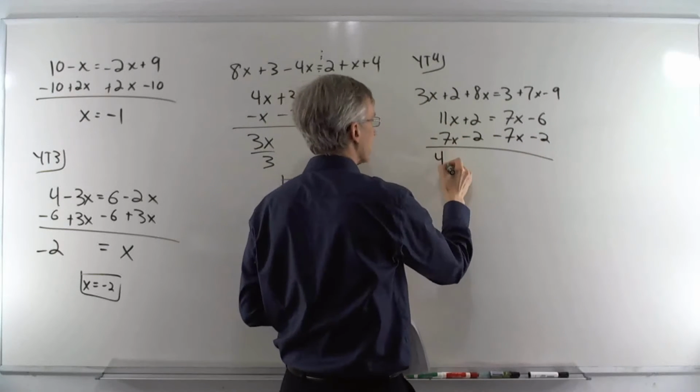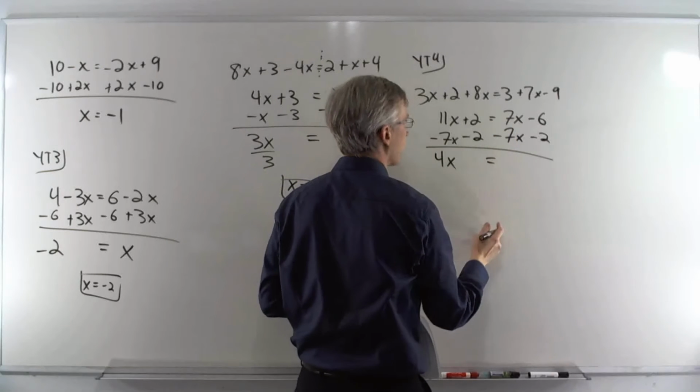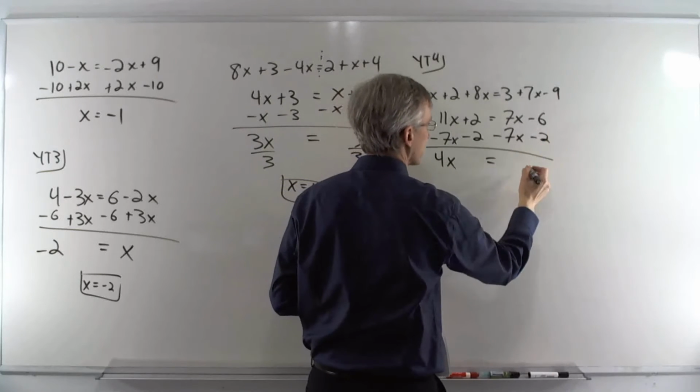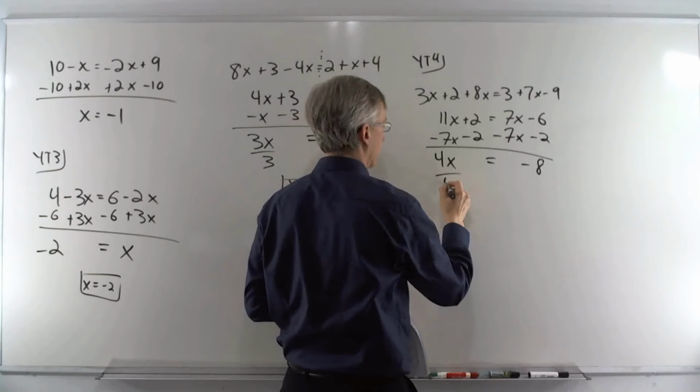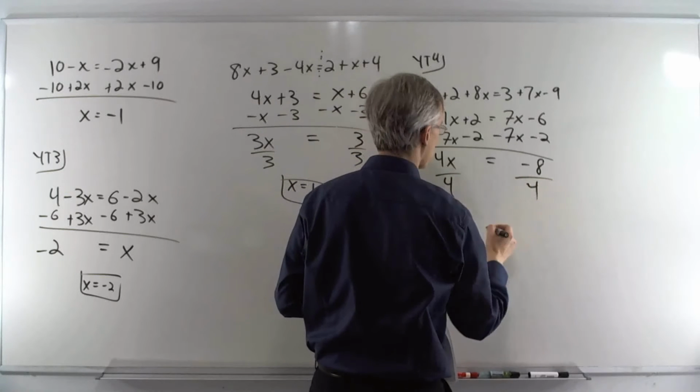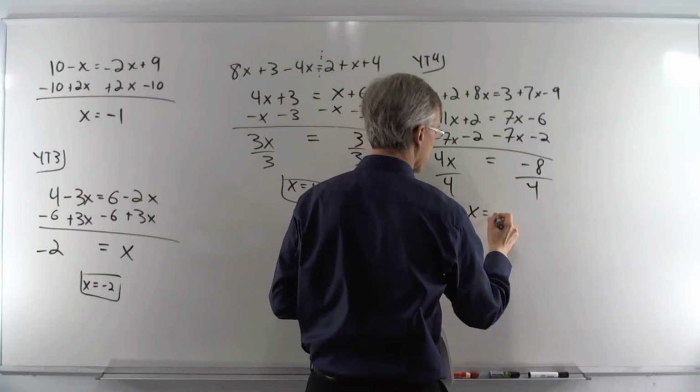11x minus 7, that is 4x. Bring down the equal sign straight down. Negative 6 minus 2 is negative 8. Divide by the coefficient on the x. Divide by 4, we get x equals negative 2.